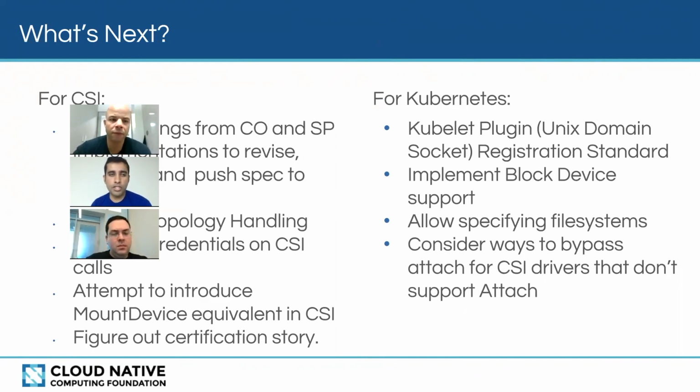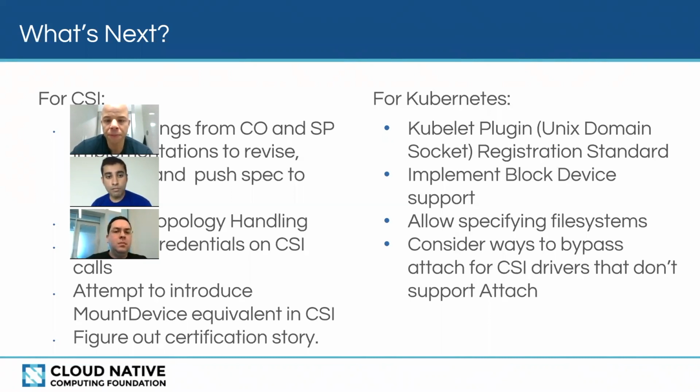We just launched alpha for CSI last quarter. This quarter, we're trying to decide whether to go to beta, or if we have too much work, we're going to remain in alpha and go to beta next quarter. We're trying to make that decision within the next few weeks. On the CSI spec side of things, we are going to take the learnings from actually implementing this on the CO side and actually implementing drivers to improve and revise the spec and push it to 1.0.